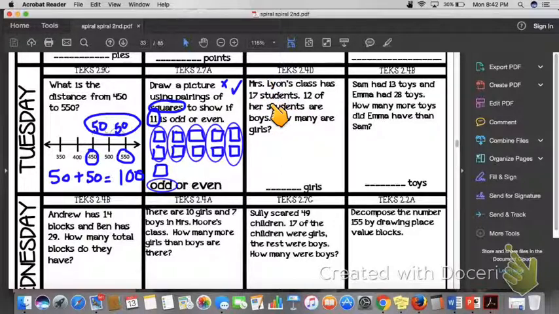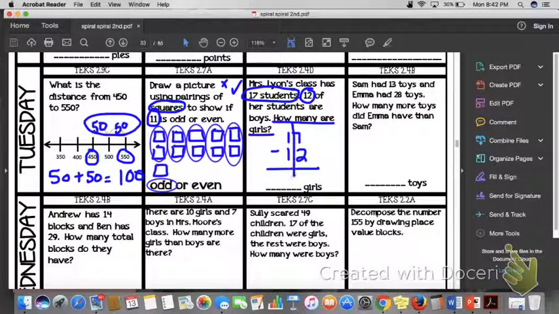Mrs. Lyon's class has 17 students. 12 of her students are boys. How many are girls? So we're going to first underline our question. Then we're going to circle information. They told us that they have 17 students and that 12 of the students are boys. But they didn't tell us how many girls there are. So I have 17 minus 12.